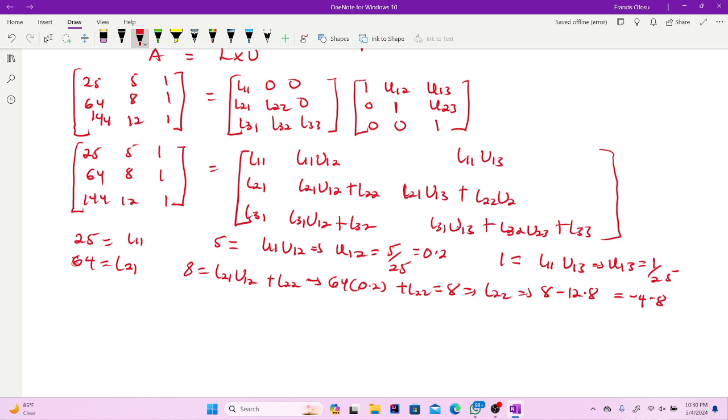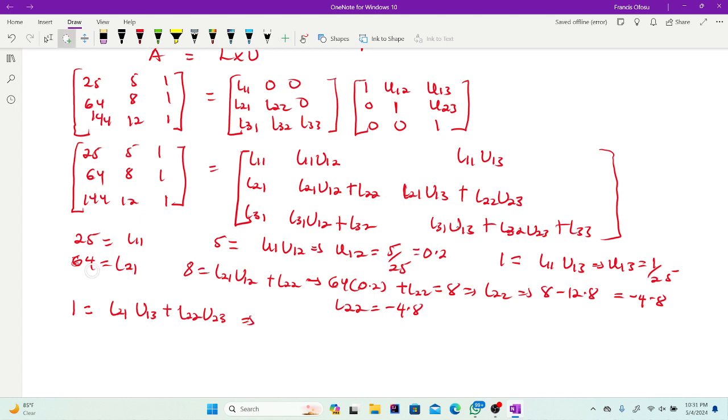So meaning that my L22 is equal to negative 4.8. Then I'm not done. I come to 1. 1 is equal to what I have here: L21 times U13 plus L22 times U2. Here I omitted the 2, so it should be U23, because this side is the second row by the last column, right? So it should be 2, 3. So here is 3.